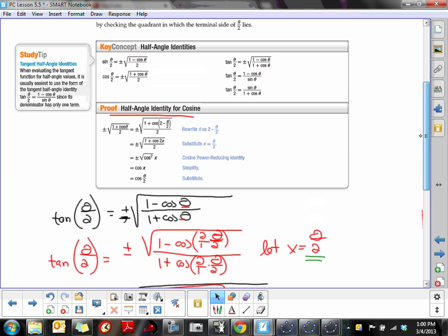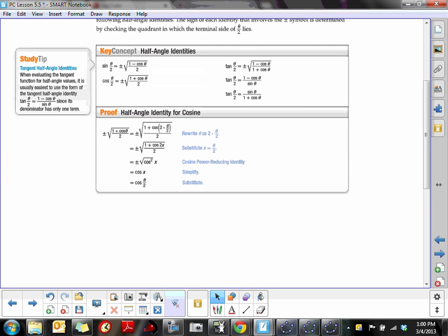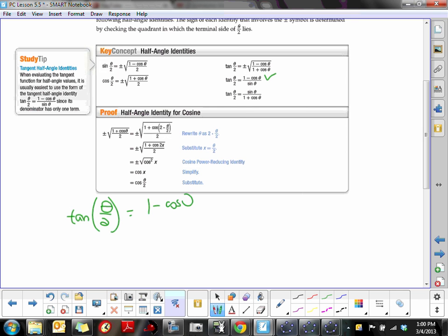Now there's other versions of this tangent one. I'm going to show you just one derivation of that, and I'm going to take the next one in line, and you can derive the other one in a similar fashion. It's tangent of theta over 2 equals 1 minus cosine of theta all over sine of theta.